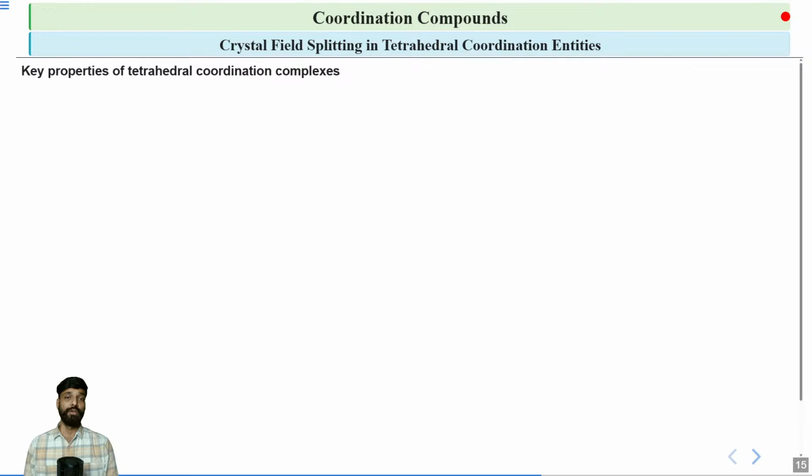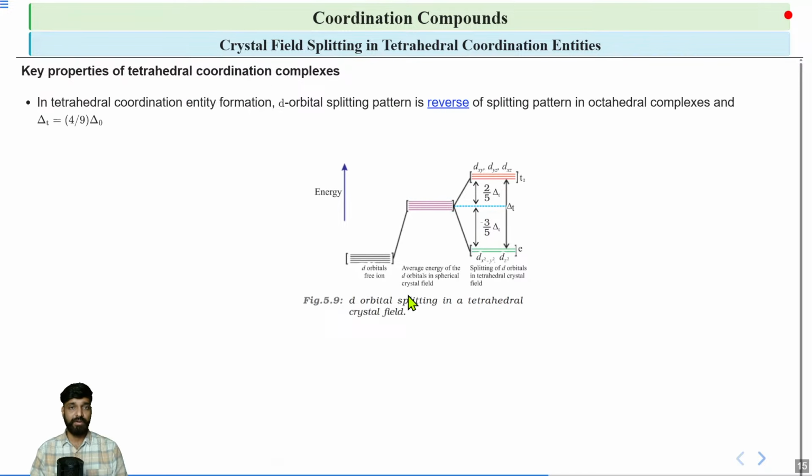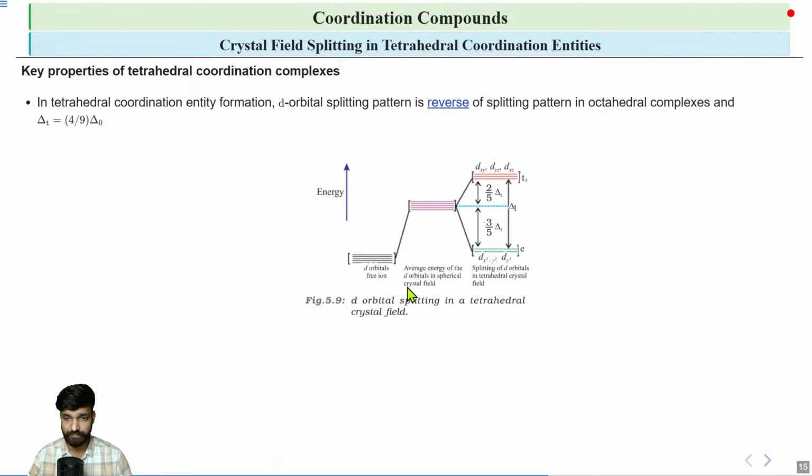Now next, moving on to the tetrahedral coordination complex. What can we say here? We can clearly see that the splitting pattern is reversed. Now the dx square minus y square and dz square orbitals are present as the lower set of orbitals. The same procedure is occurring here also. First of all, the d orbital goes from a lower energy to a higher energy, and then it gets split into two parts.